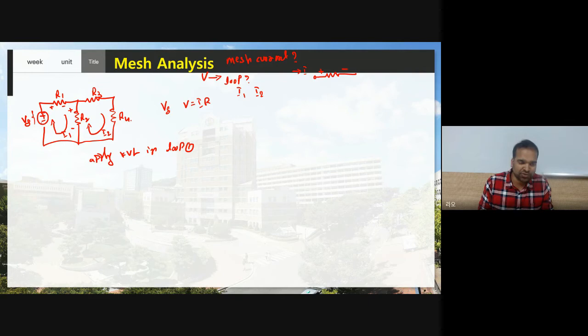Now if I apply KVL in loop 1, what am I getting? So this current is going from lower potential to higher potential. Therefore plus Vs. This is the voltage of this particular source. And here the current is flowing from plus to minus. Therefore I need to keep minus. So what is the voltage at this R1? V equal to IR. What is the current here? I1. Therefore I1 into R1.